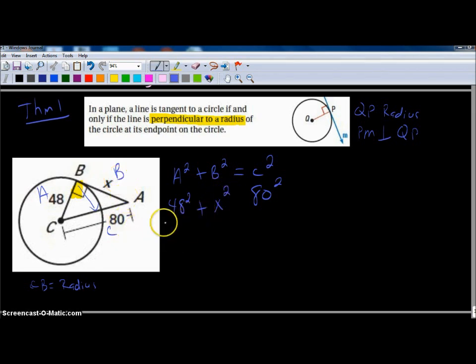So we do the work, figure out how much 48 squared is, which is 2304, plus X squared equals 80 squared, which is 6400. Subtract the 2304.